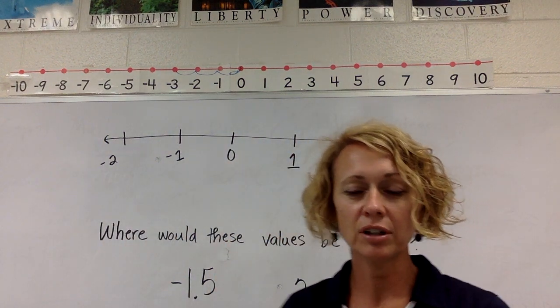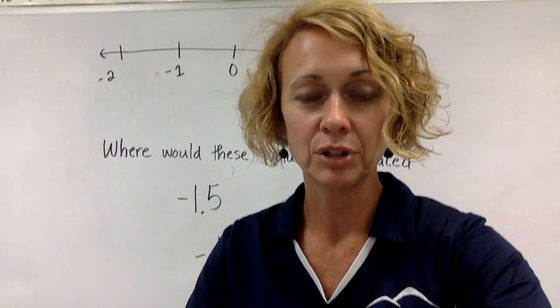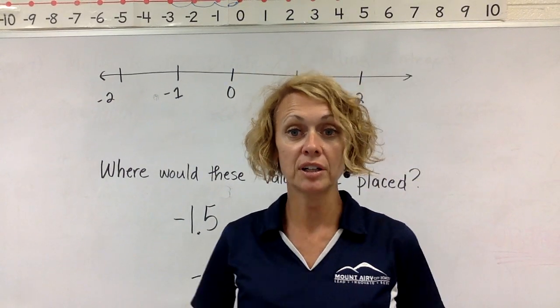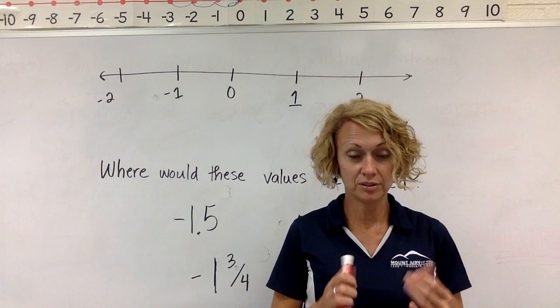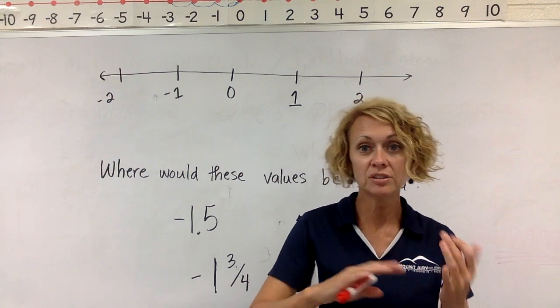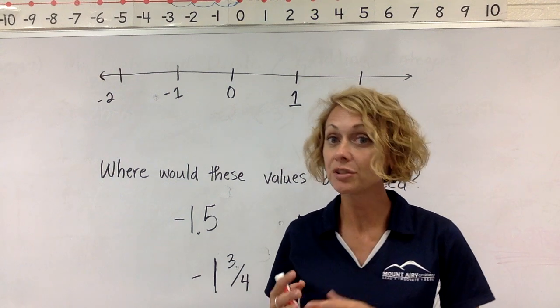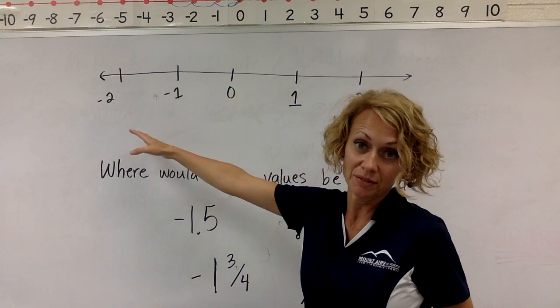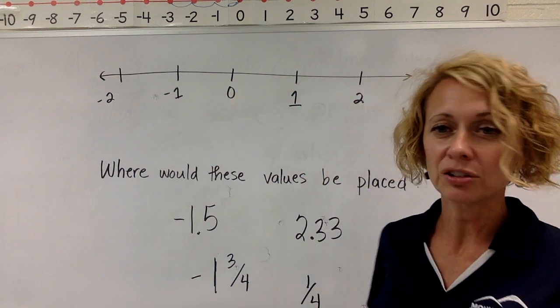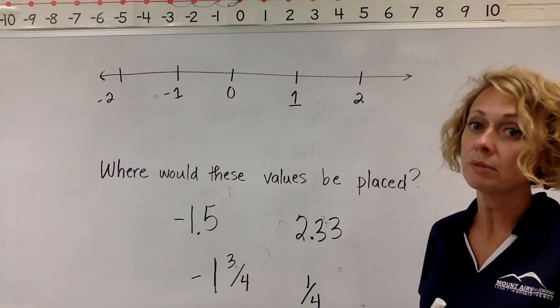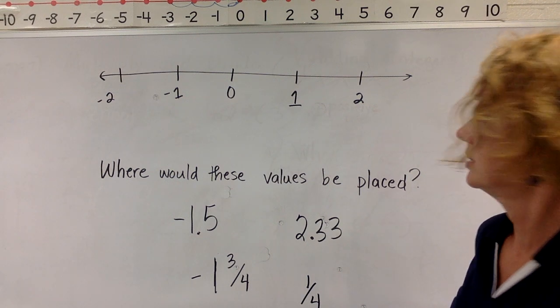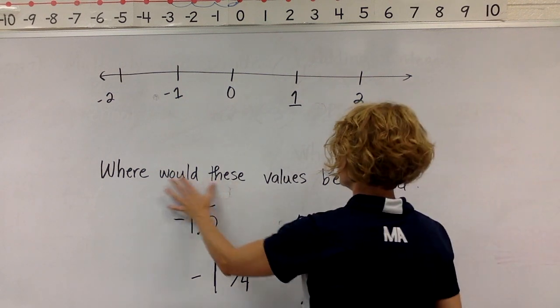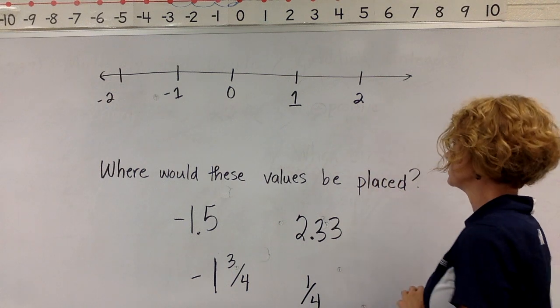And we've started talking about rational numbers and said that rational numbers include any numbers that can be written as ratios or fractions. So that means they could be fractions and they could be decimals. They can also be positive or negative. So sometimes you may be asked to order some rational numbers, or you may be asked to place them on the number line.